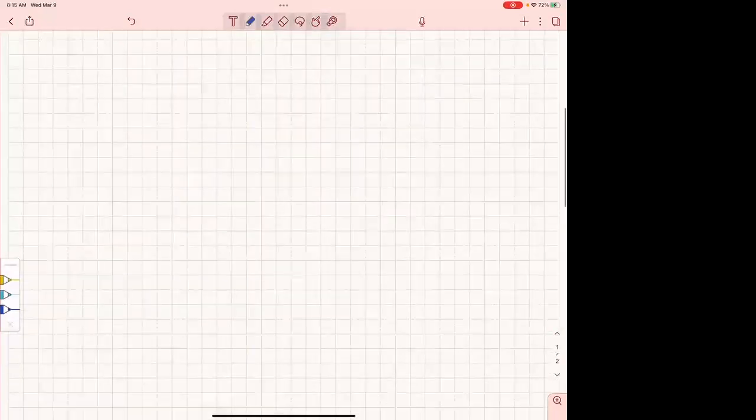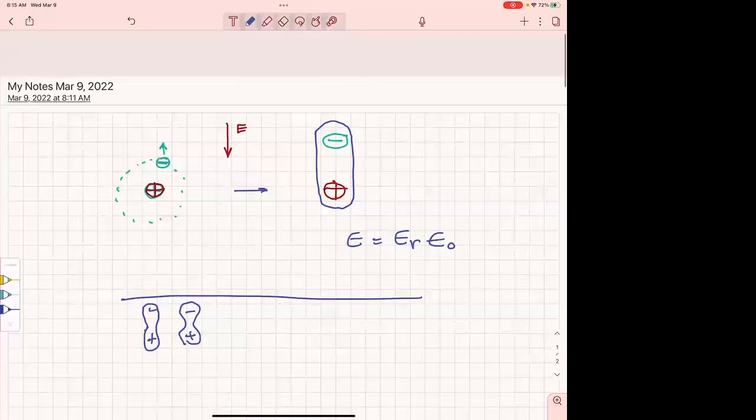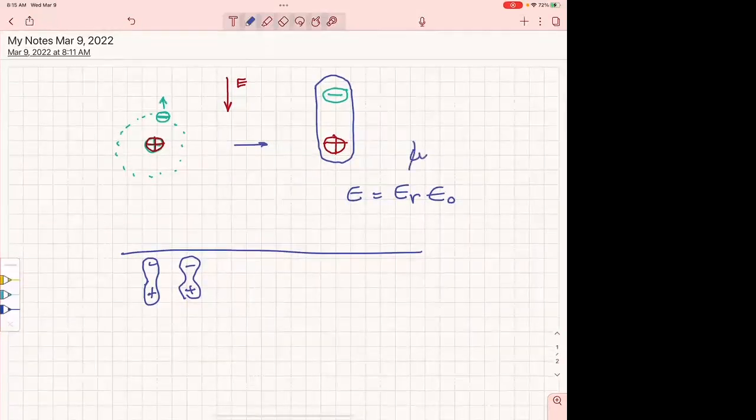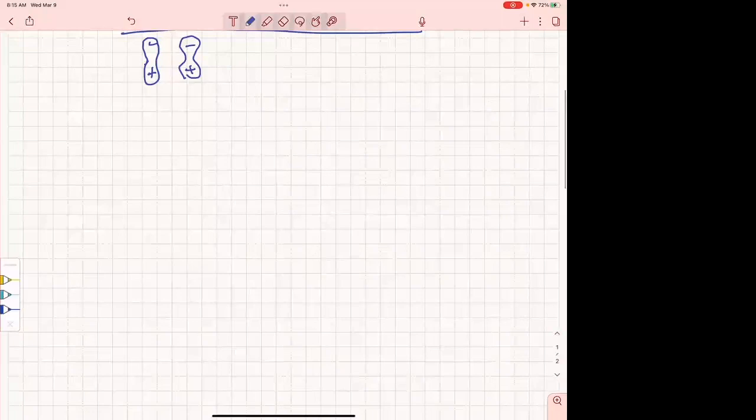When we go to magnetic material, what happens? This is a dielectric where mu equals mu naught. So this is dielectric material. What happens in magnetic materials?